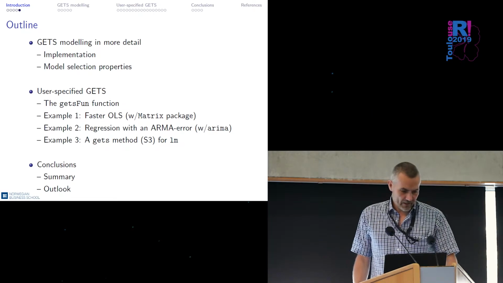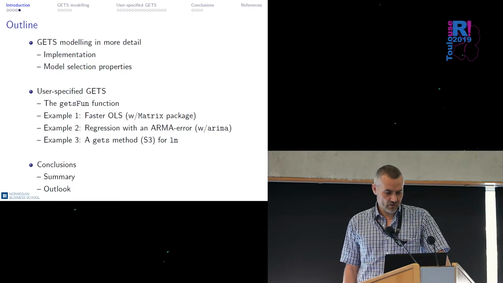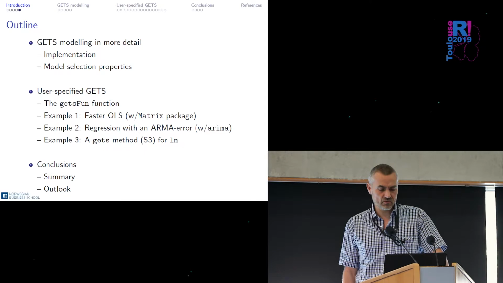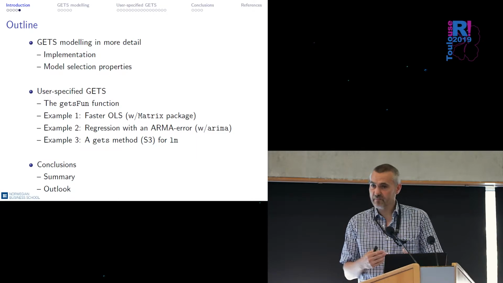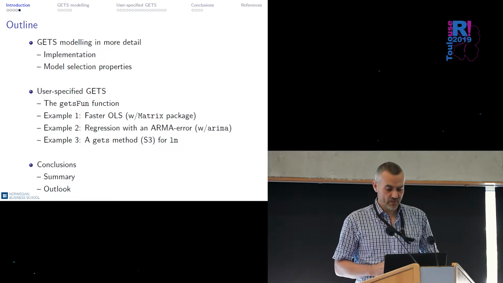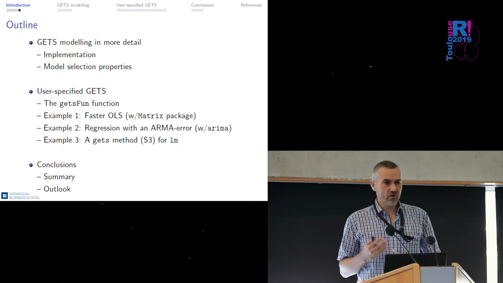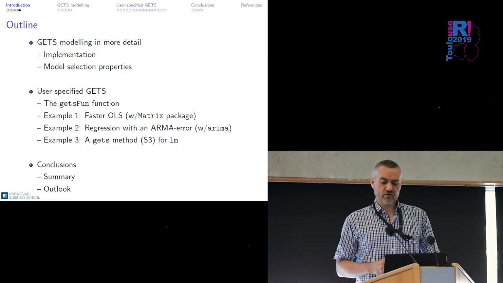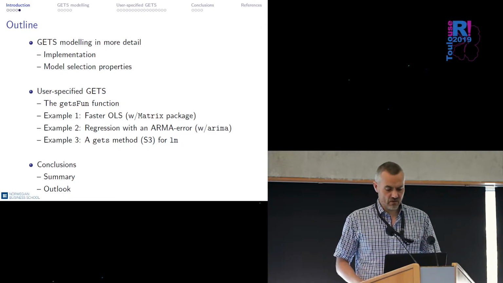Okay, so this is the outline. Gets modeling in more detail, user-specified gets. I won't be able to provide all the examples in detail, so let me already say a little bit about what we do. We provide example code of how to do OLS faster using the Matrix package. We also provide an example of how to do automated gets modeling on the regressor matrix in an ARMA model with regressors, using the arima function. And we also provide the code for how you can make a gets method for the LM class of models.